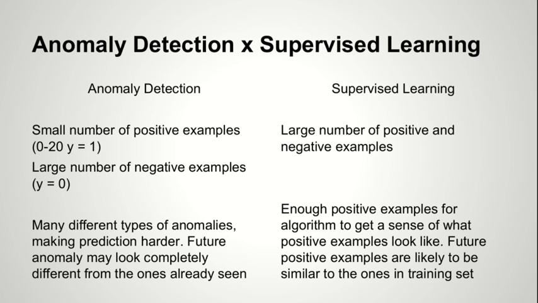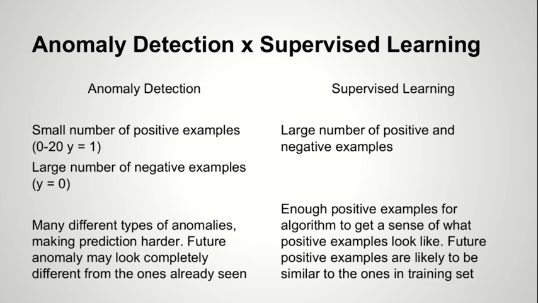Let's now compare anomaly detection and supervised learning. When you have a small number of positive examples, by that I mean examples with y equals 1, and you have thousands of negative examples with y equals 0, and maybe a few up to 20 positive examples, and you want to know which is the anomaly. In this case, anomaly detection is preferred instead of supervised learning, because supervised learning deals better with large numbers of positive and negative examples, so the proportion is more balanced.